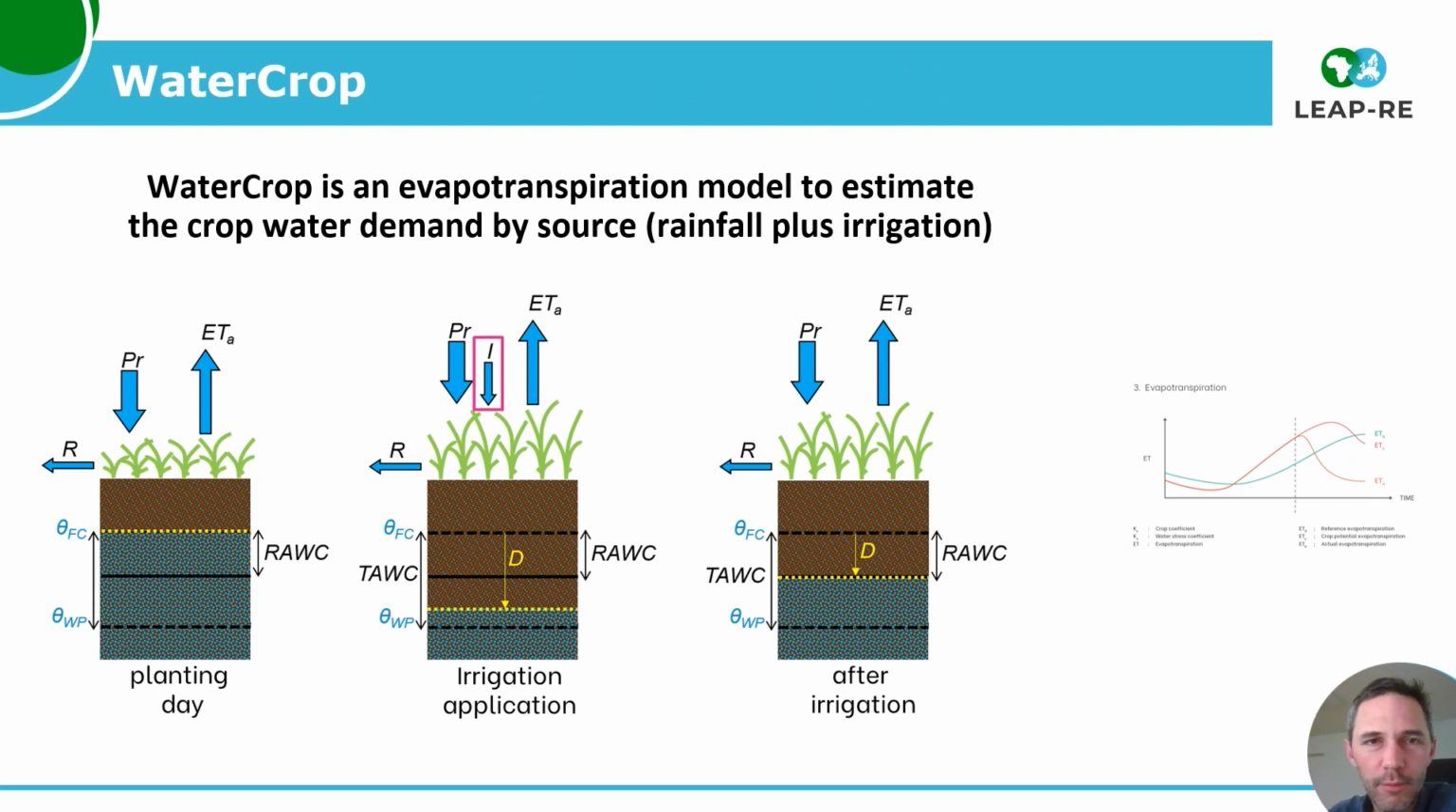First up is the WaterCrop model, which is an evapotranspiration model that helps estimate the water demands required by crops. Normally, we understand this in terms of rainfall requirements and the soil moisture in different locations where agriculture is being done, and this varies from crop to crop. But we can also use it to understand how irrigation, providing more water, can help increase yields. And this is what we call the yield gap.